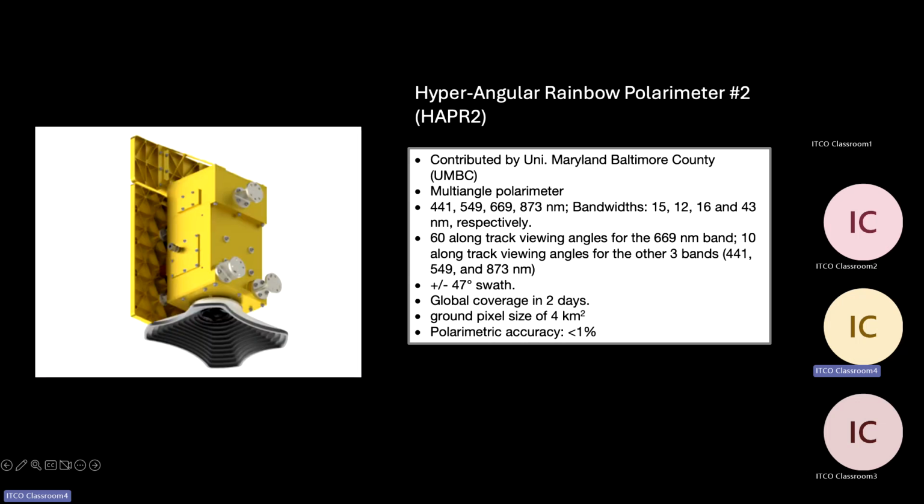HARP2 is the second contributed polarimeter. This is from the University of Maryland, Baltimore County. This is the one you mentioned, that part of it got, well, not damaged, but it broke. It was fixed before it went up, so that was good. And it's kind of a cool sensor. It's a bit like a fisheye lens with these little filters inside. There are no moving parts. Same with SPEX one, there are no moving parts. It's a very, very robust little sensor.